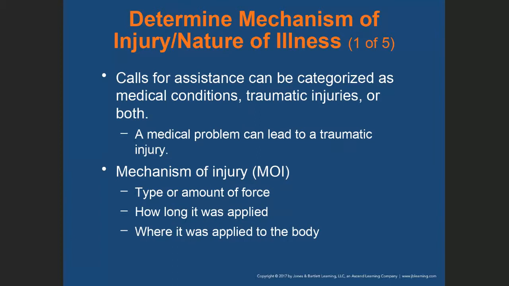So for the mechanism of injury, you will consider the type or amount of force involved, where that force was applied to the body, and you will consider what type of structures are found in that area of the body and what the function of these structures are. So calls for assistance can be categorized as medical conditions, traumatic injuries, or a combination of both. A medical problem can lead to a traumatic injury, and a traumatic injury can lead to a medical problem.